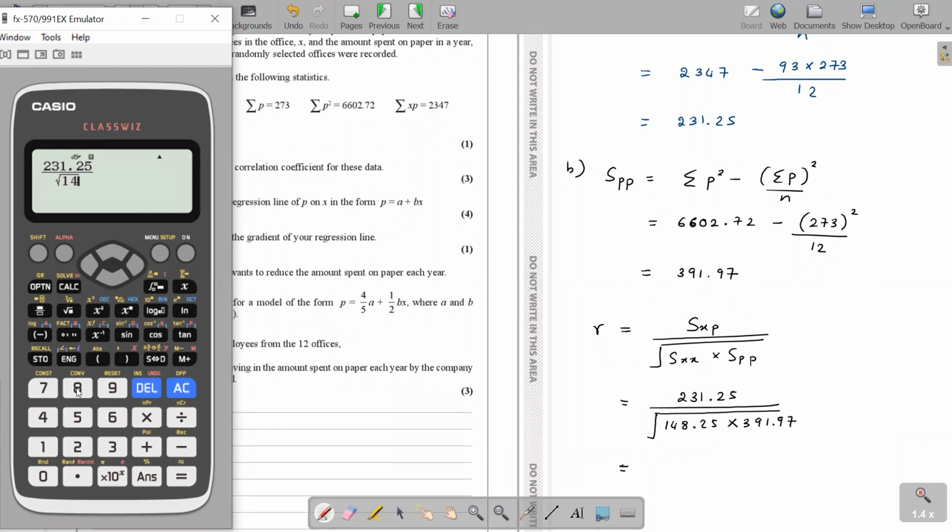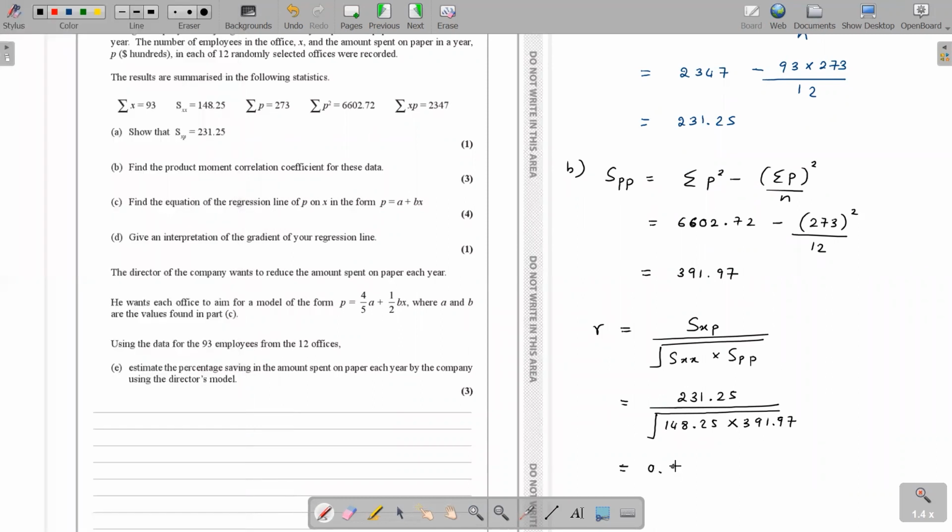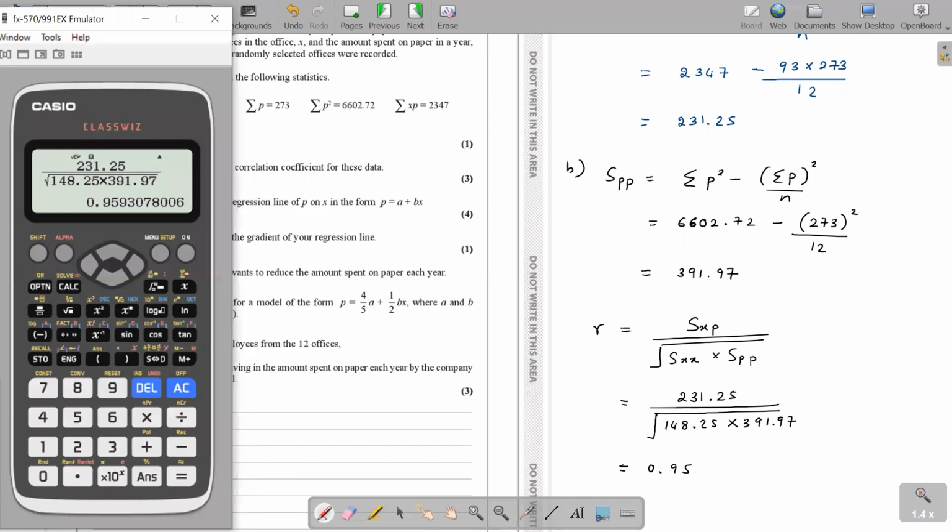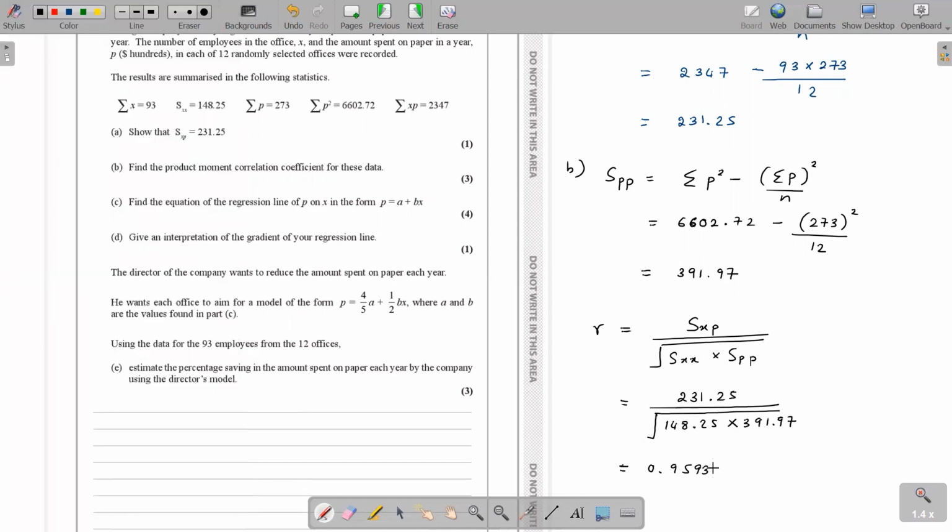231.25 over root 148.25 into 391.97. Okay, so I get here R equals 0.959307. So basically, to 3SF, 0.959. This is our product moment correlation coefficient. Are you clear on that?